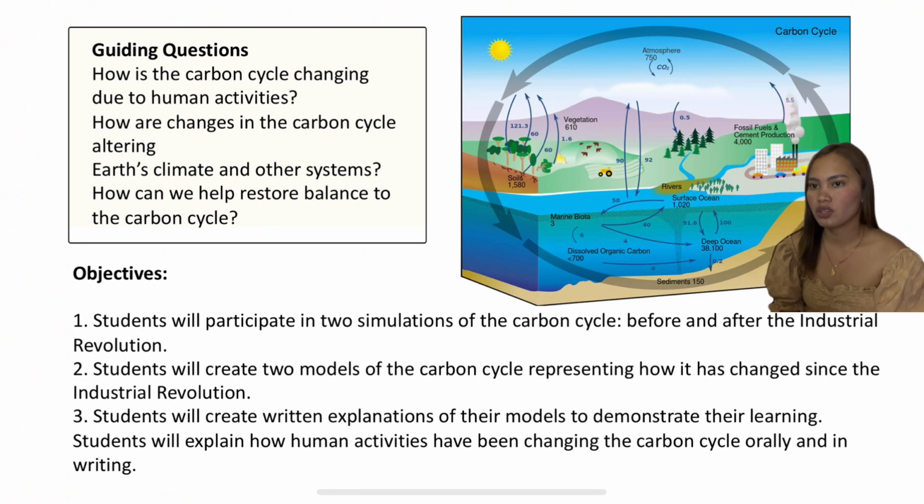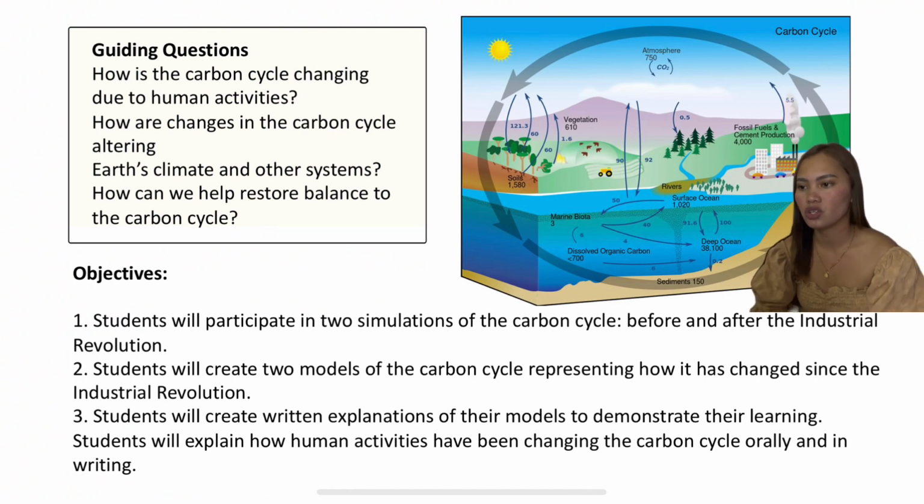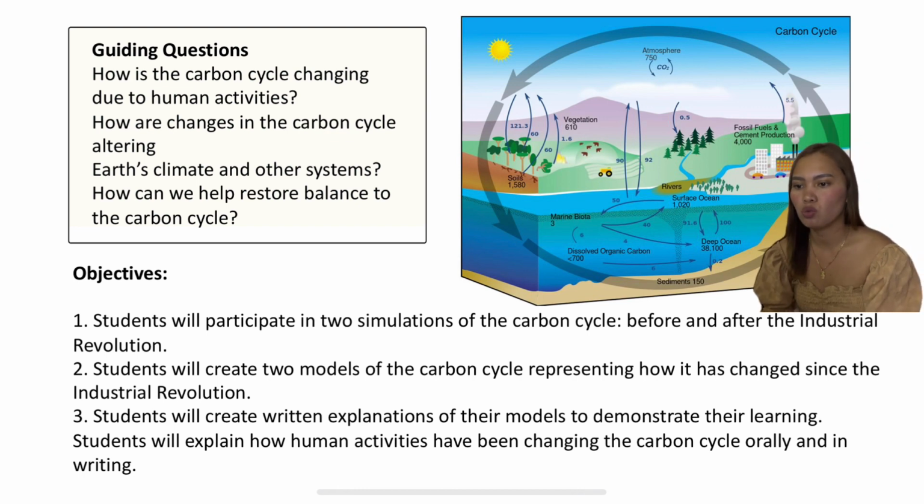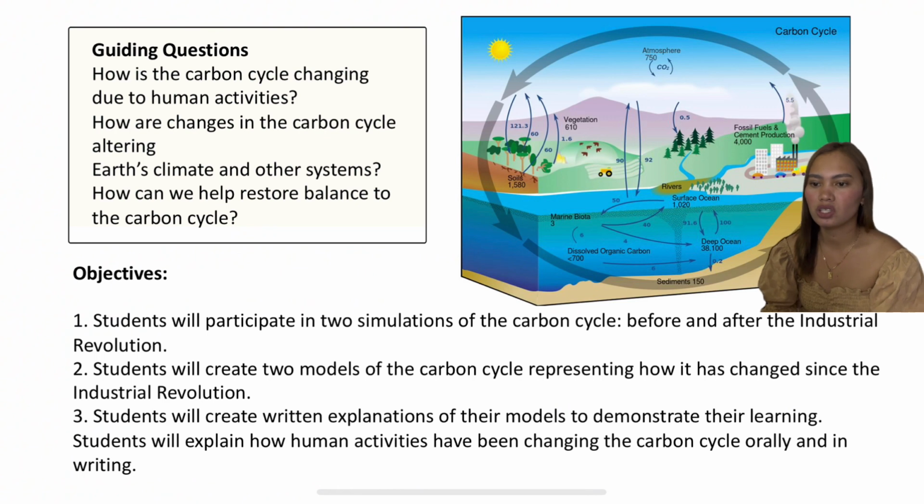The objectives of this activity are: first, students will participate in 2 simulations of the carbon cycle before and after the Industrial Revolution. Students will create 2 models of the carbon cycle representing how it has changed since the Industrial Revolution. Lastly, students will create written explanations of their models to demonstrate their learning. Students will explain how human activities have been changing the carbon cycle orally and in writing.